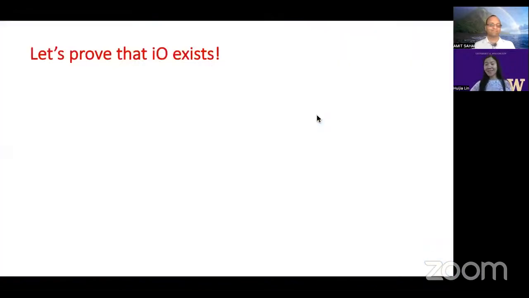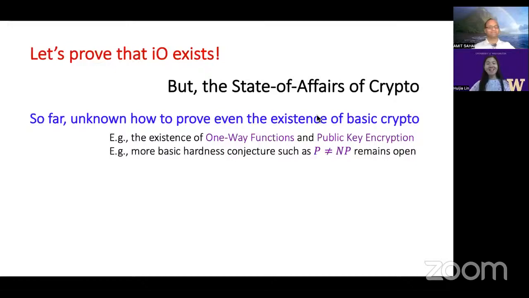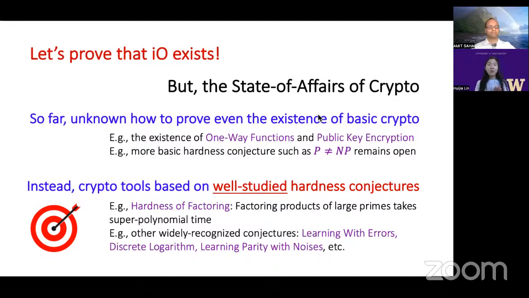With all these applications, we are all excited. And so why don't we just go ahead and prove that IO exists? It turns out, unfortunately, this is just not how cryptography works today. The state of affairs is that we are far from proving even the existence of very simple cryptographic goals, like one-way functions or public key encryption. In fact, even more basic hardness conjectures, like P not equal to NP, remain wide open, and this is a major barrier in our field. So instead, cryptography has turned to building tools based on certain well-studied hardness conjectures, such as the hardness of factoring, which states that factoring the products of very large primes will take super polynomial time.